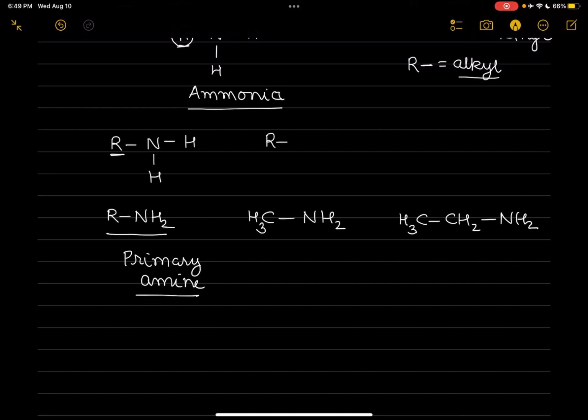And what happens if the N is connected to two carbon atoms? These two carbon containing groups I have represented by R and R. Both of them can either be the same or different. You can put R and R dash if they are different. So which kind of amine is this? It is connected to two alkyl groups. Two alkyl groups means it is a secondary amine. Yeah, secondary amine.